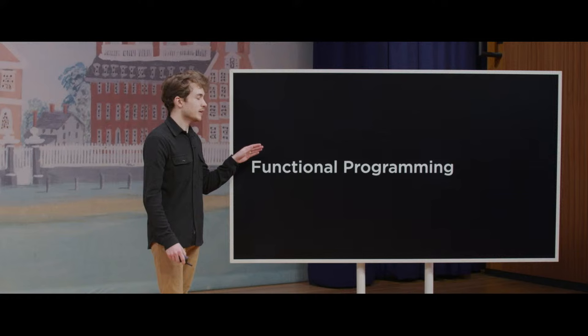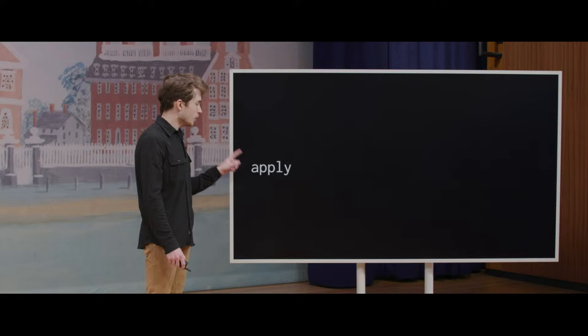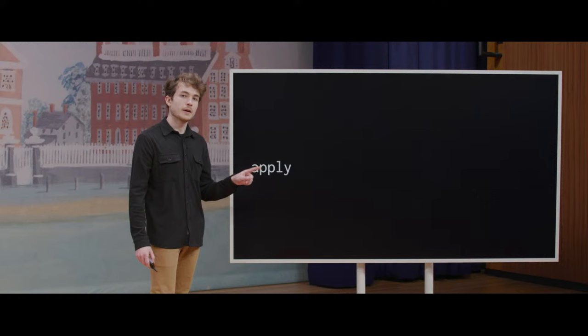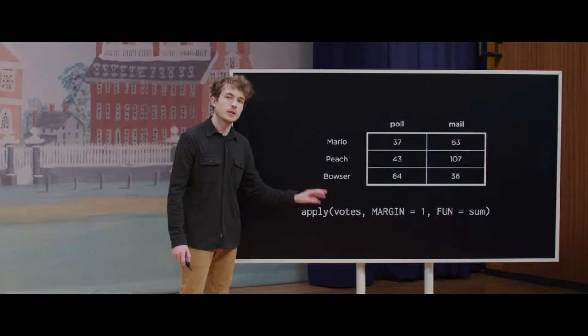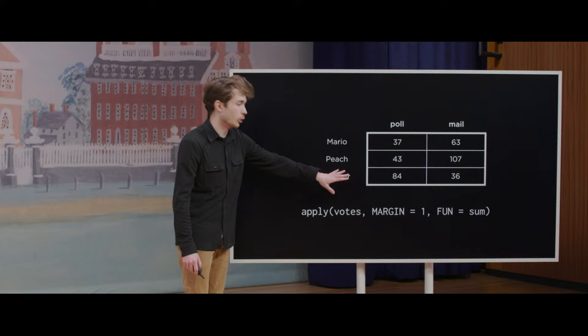So R gives us this function called apply. And if I wanted to have the same result we just saw with our for loop, but now using this function, I could use the following syntax. I could use this function called apply and give it three arguments. The first one is the data frame to work with. In this case, votes, as we see here. The next one is one called margin.